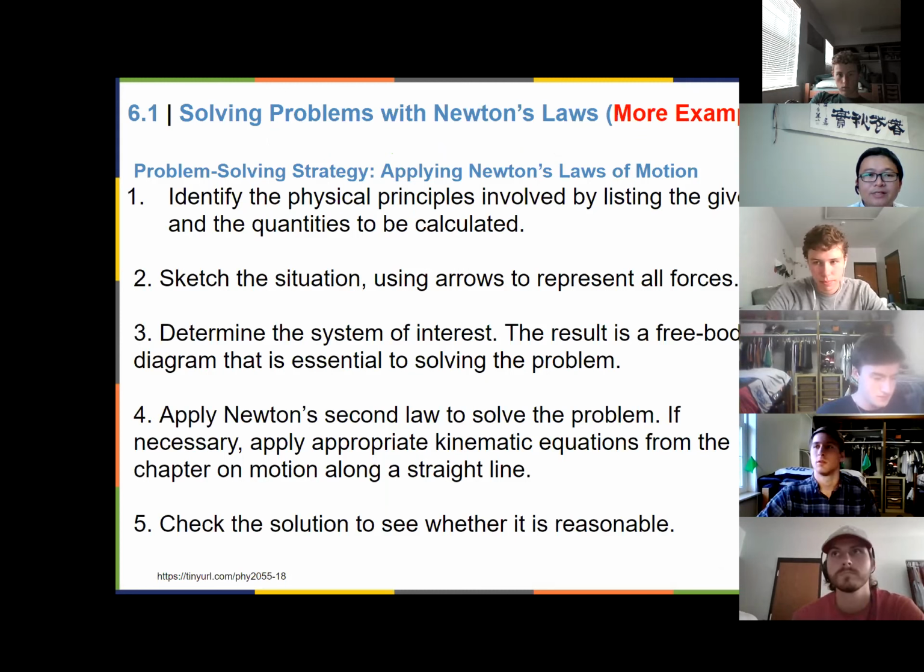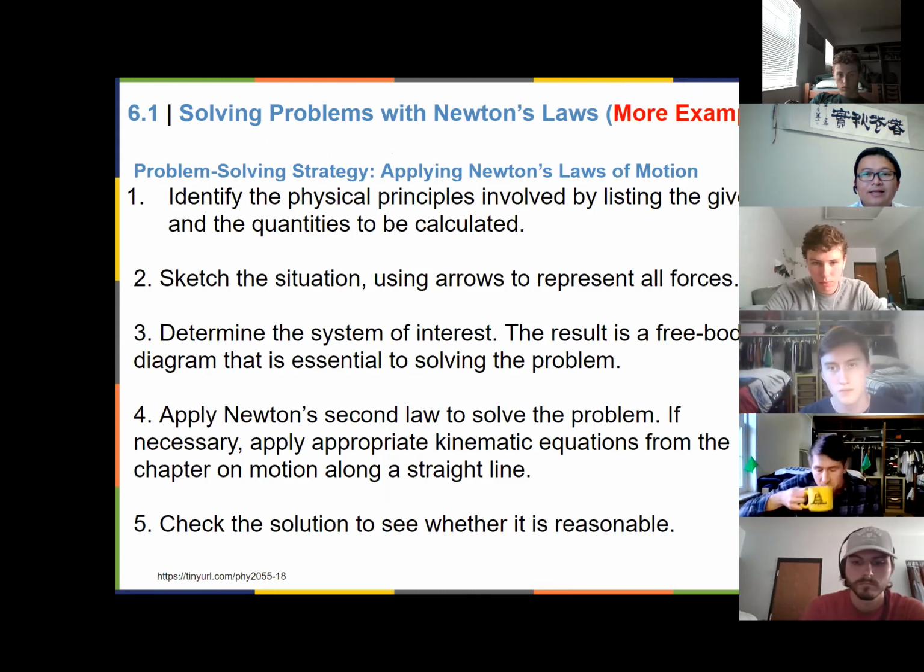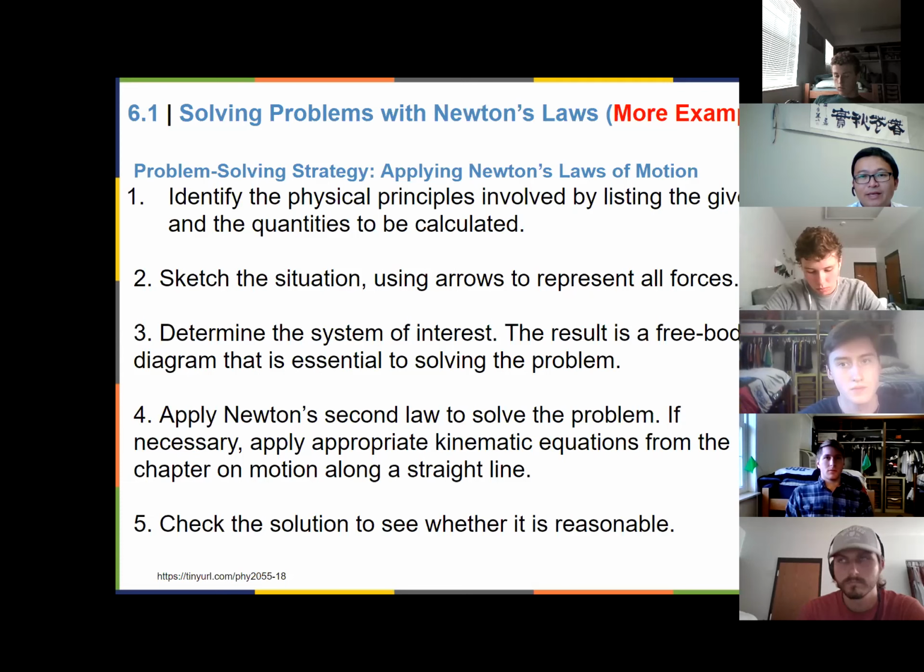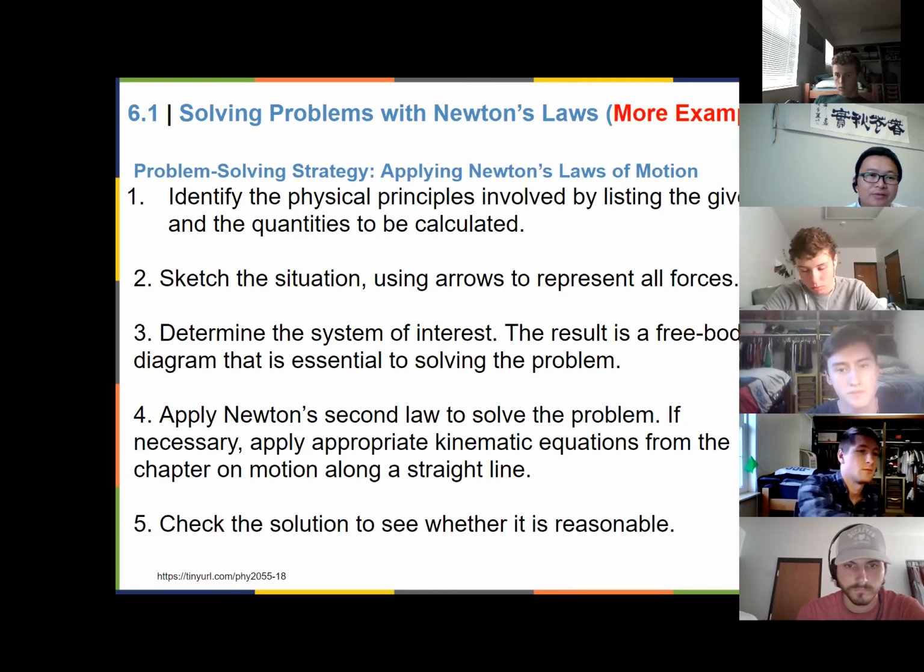So the first step, as always, you want to identify the physical principles involved. You will also be listing the givens and the quantities to be calculated. So identify what is given and what's asked to be calculated. At the same time, you can also get information about something that is not directly stated in the problem, but can be inferred from the problem.